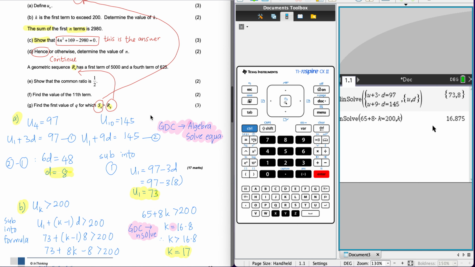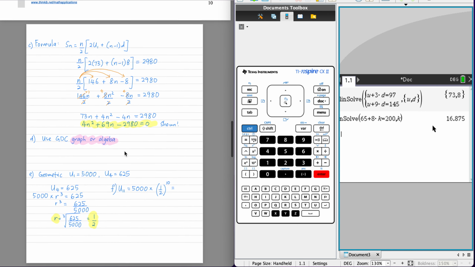Some error there. Hence, if a question starts with hence, it obviously continues from what you got in the previous question. You use the answer from the previous question and continue. Determine the value of n. Our n here is a quadratic, so we're going to solve it using the GDC.